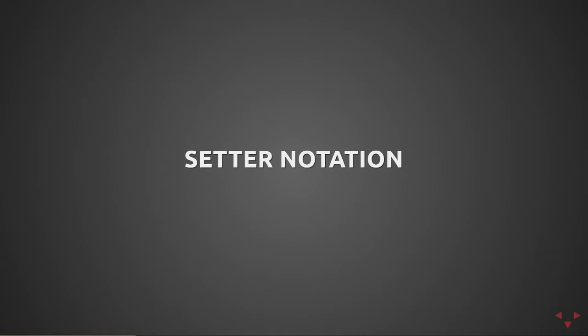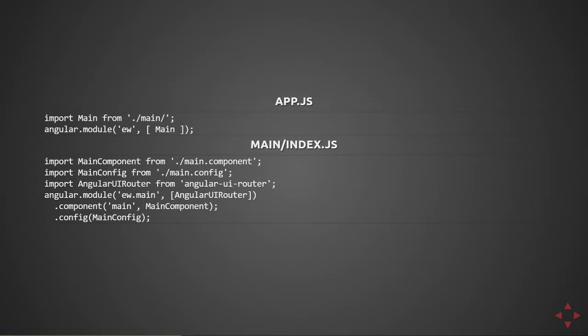Now, there's two aspects of an Angular module. There's the setter notation, which we'll cover now, and the getter, which we'll cover shortly. So this is two examples of Angular modules being defined. We have our root module, which is in app.js, which is that top example that says import main from main, and then declare the Angular module EW. And what this does is it takes main as the subdependency and will then bootstrap index.js in main via the import.